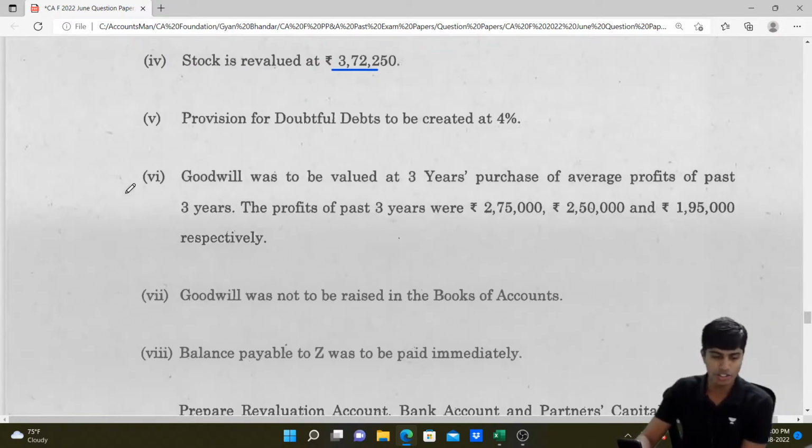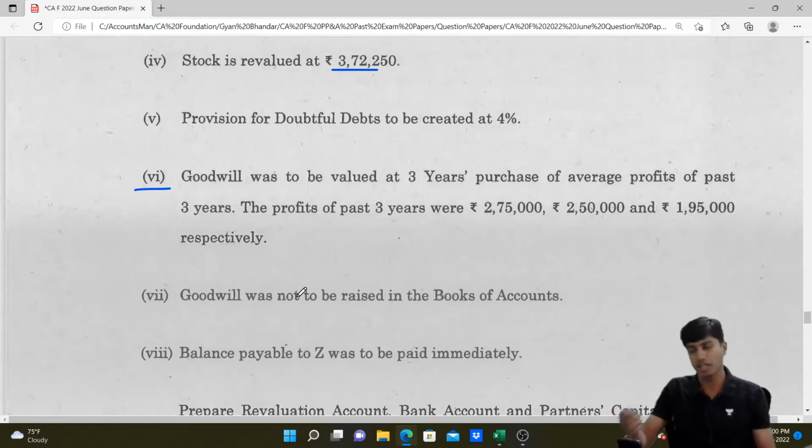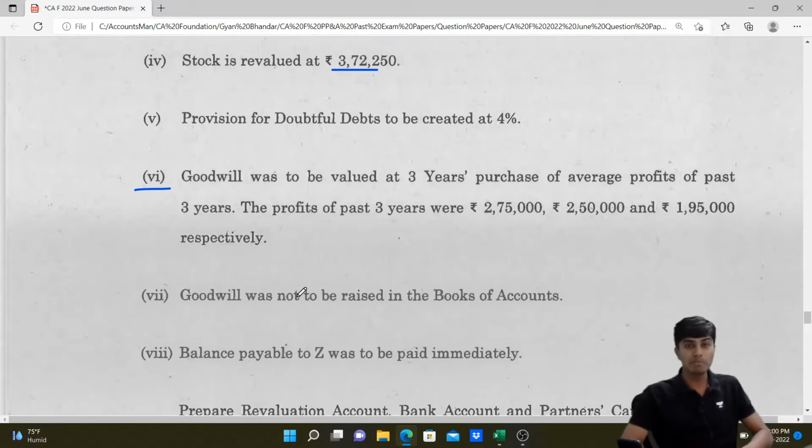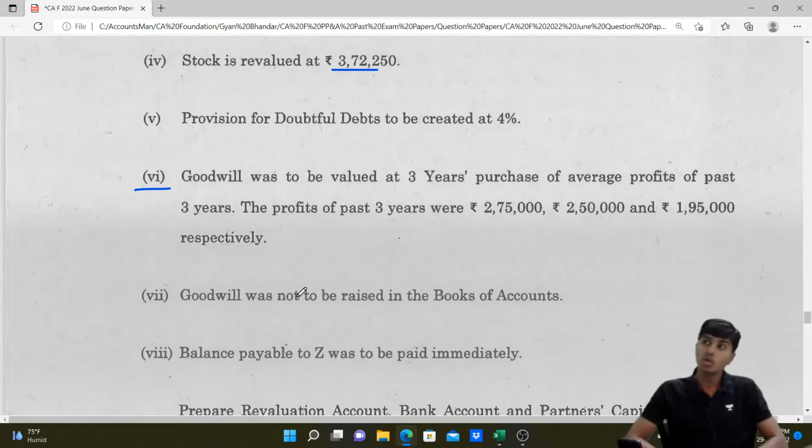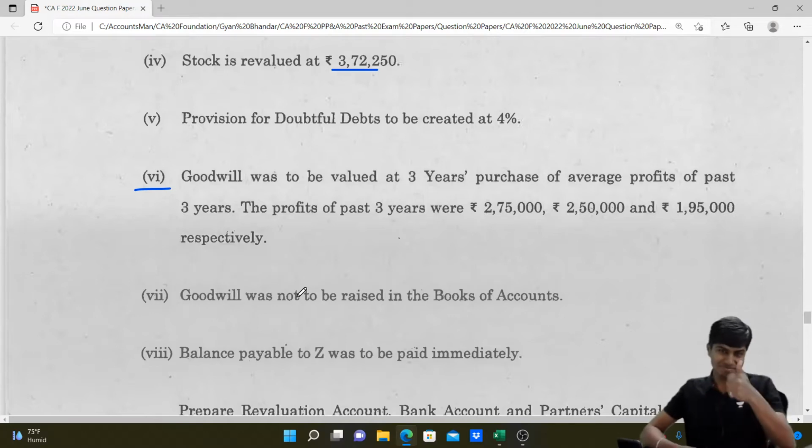So goodwill computation is given, how to compute goodwill. Goodwill was not to be raised in the books of accounts. So basically, we'll adjust goodwill through the capital accounts. The retiring partner has to get his share of goodwill before he retires. So we'll credit the retiring partner's capital account and debit the continuing partners' capital accounts. The gaining partners have to give from their capital to the retiring partner. So the entry will be gaining partners' capital account debit to retiring partner's capital account.